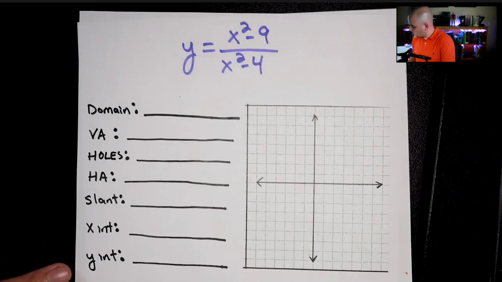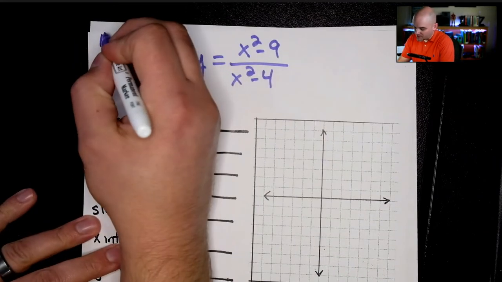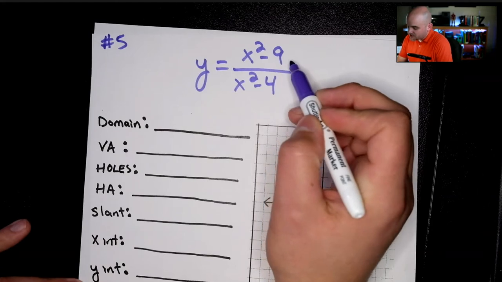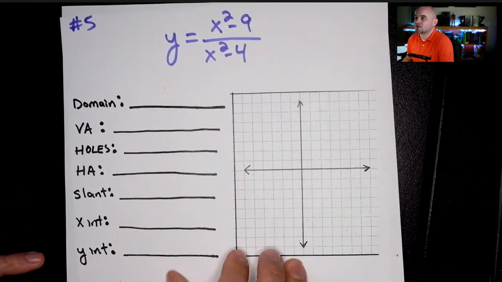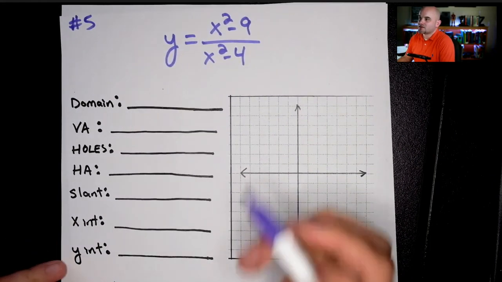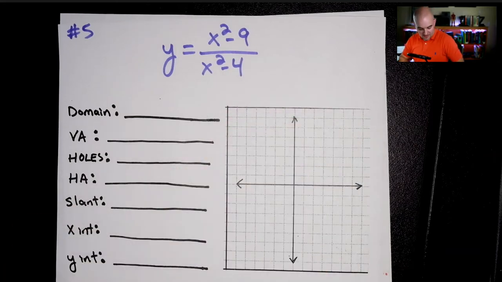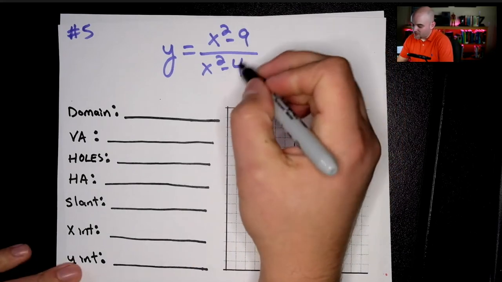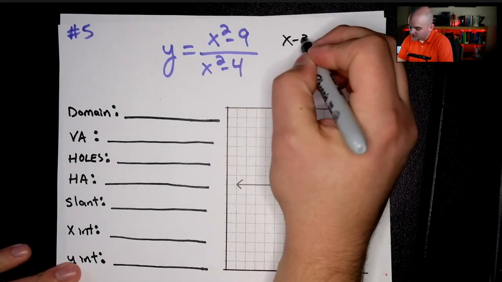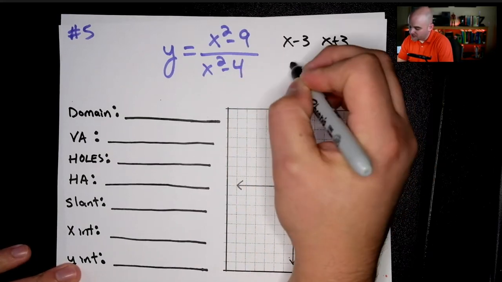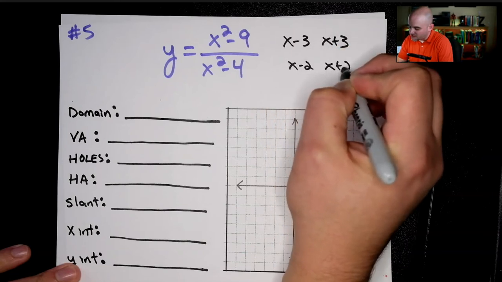So this one right here, I've got it on my sheet. It's number 5. It says (x squared minus 9) over (x squared minus 4). And so I think sometimes it's just helpful. You don't have to on this. My initial urge here is to go ahead and factor the top and the bottom. So I want to say (x minus 3) times (x plus 3), (x minus 2) times (x plus 2).